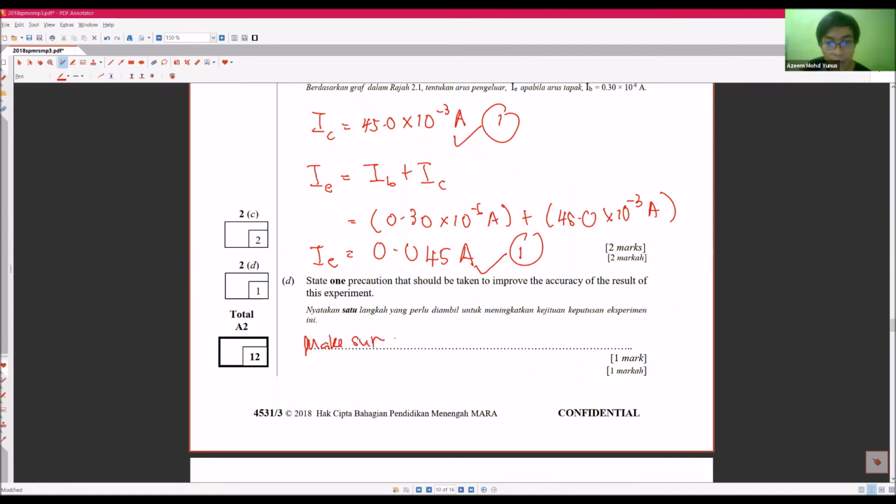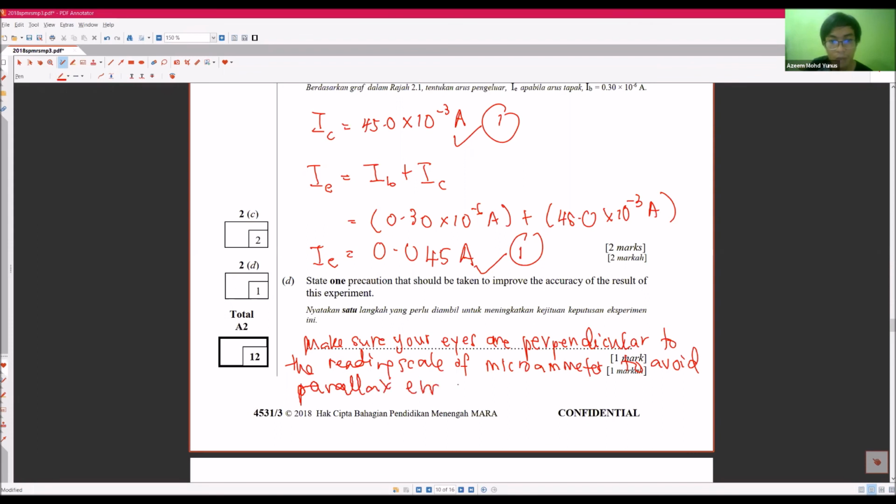So I want to use the milliammeter here. Make sure your eyes are perpendicular to the reading scale of the milliammeter. Micro as well, microammeter, to avoid parallax error. Again, you must include all the keywords to get 1 mark.